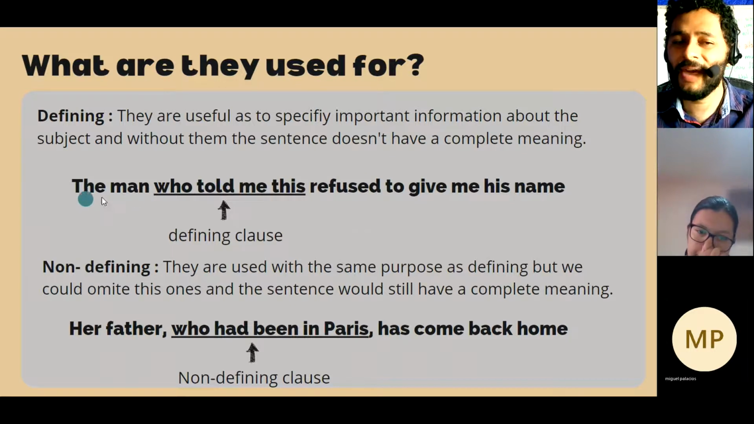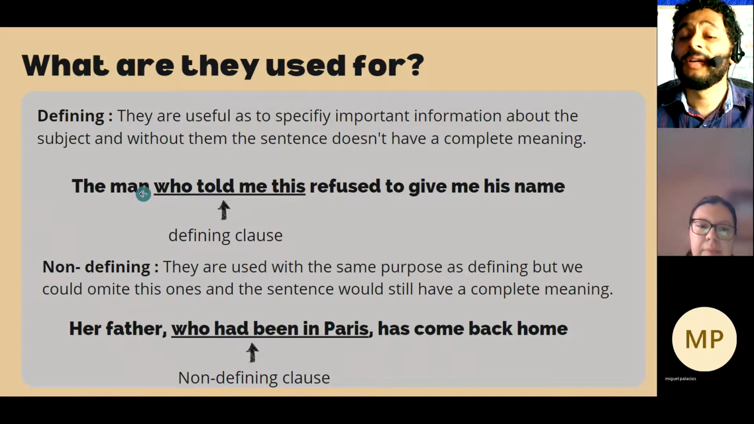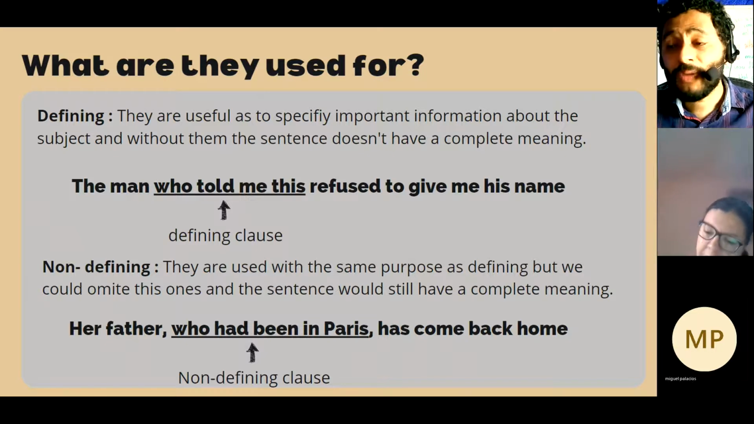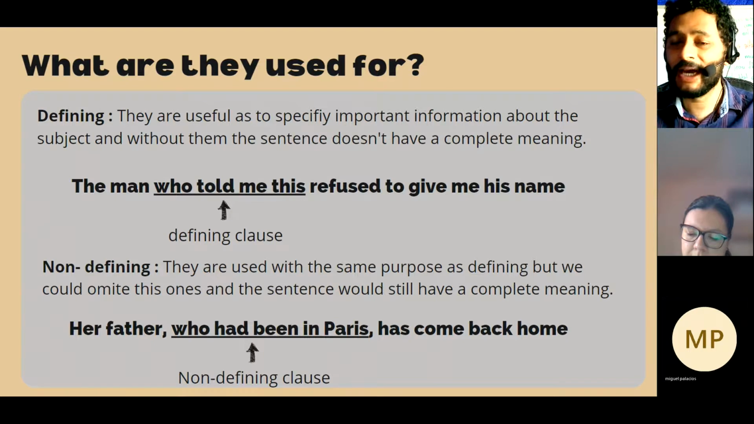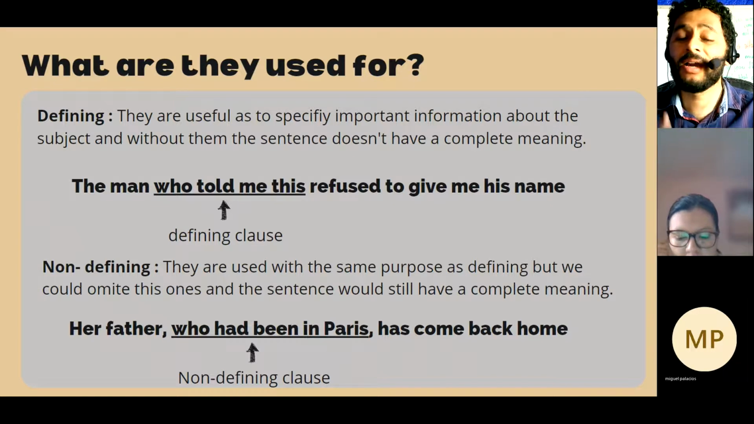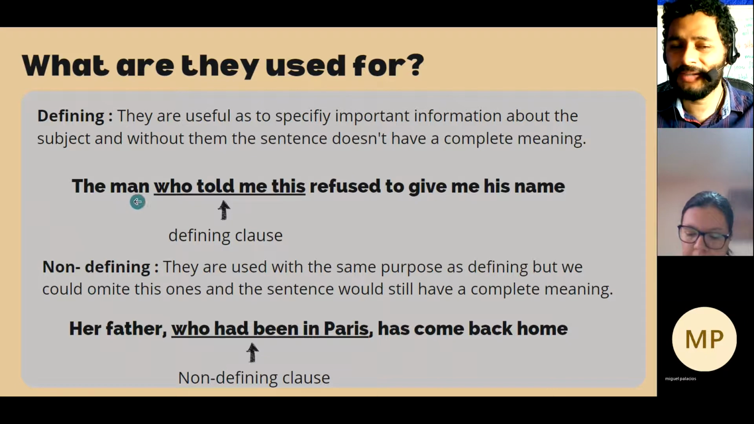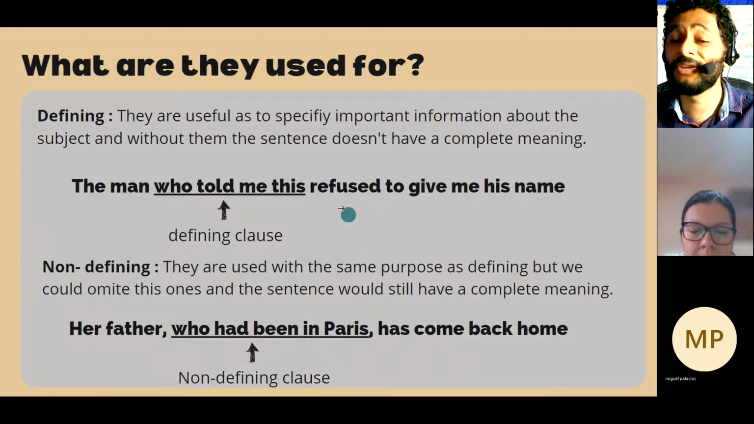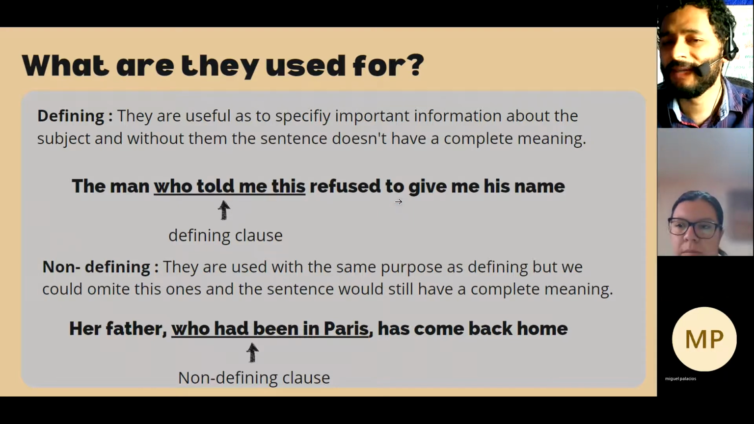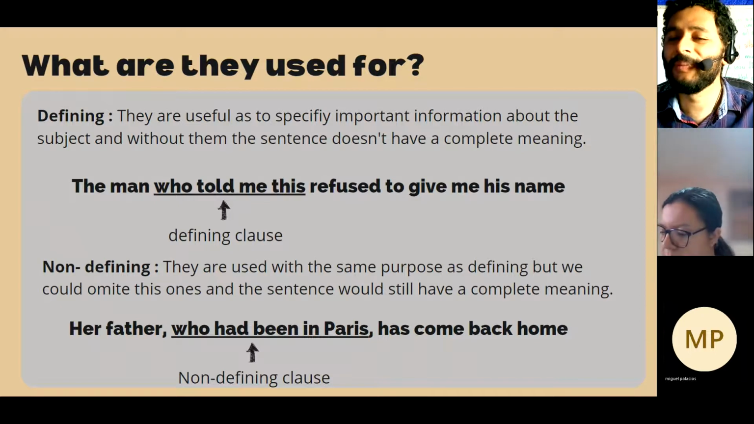So, in this sentence, the man is the subject, right? So remember, it's always useful to remind that all the sentences in English, no matter if they are complex or they are simple, they all have the four elements, right? They all have a subject, they all have an auxiliary verb, they all have a verb, and they all have a complement. So in this case, the man is the subject. Refused, so when you say refused, you're speaking in past, which means that you're using did in this case, right? So the subject is the man, auxiliary verb is did, the verb itself is refuse, but refuse to give, right? Because you have two verbs. Refuse to give is the verb, and then me, his name, would be like the complement.